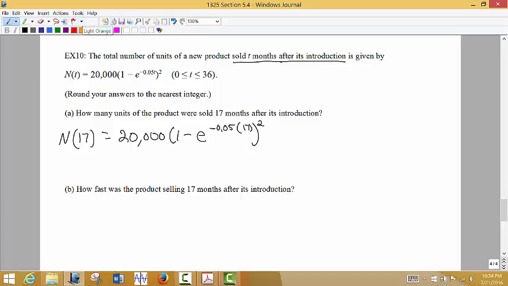So I put a 17 in place of t, and this involves a little bit of calculator work. I'm going to write down an example of what I would put into my calculator. You're going to type in 20,000, hit times, and then start your parentheses. You're going to do 1 minus e, and you'll see the little caret symbol that looks like a little roof of a house, e. And you're going to type in that negative button. Remember we talked about that negative button on your calculator. It looks like at the bottom right, you should have a little negative symbol with parentheses around it.